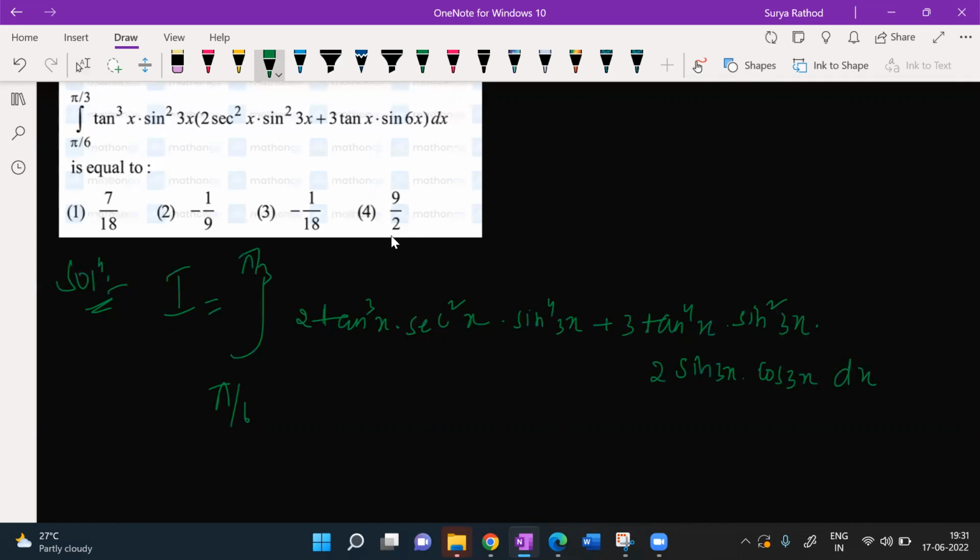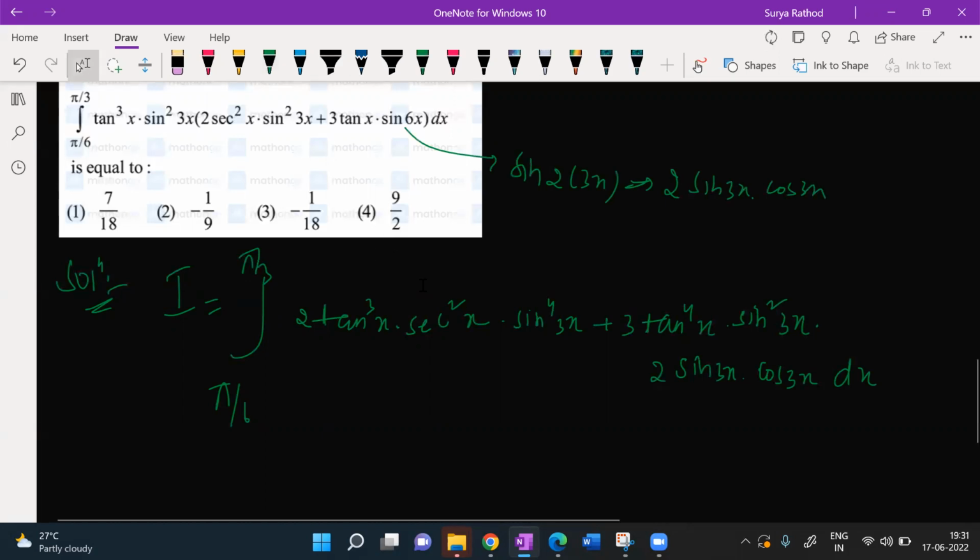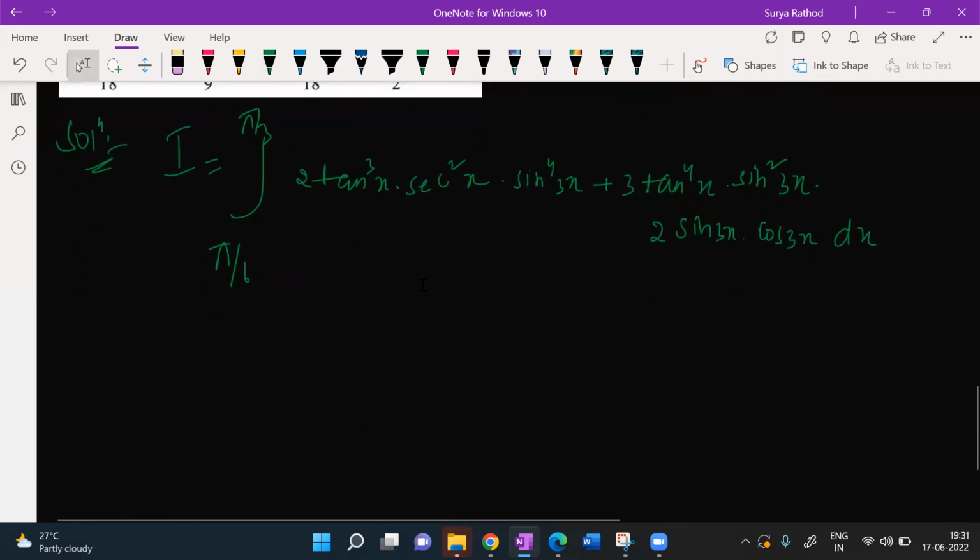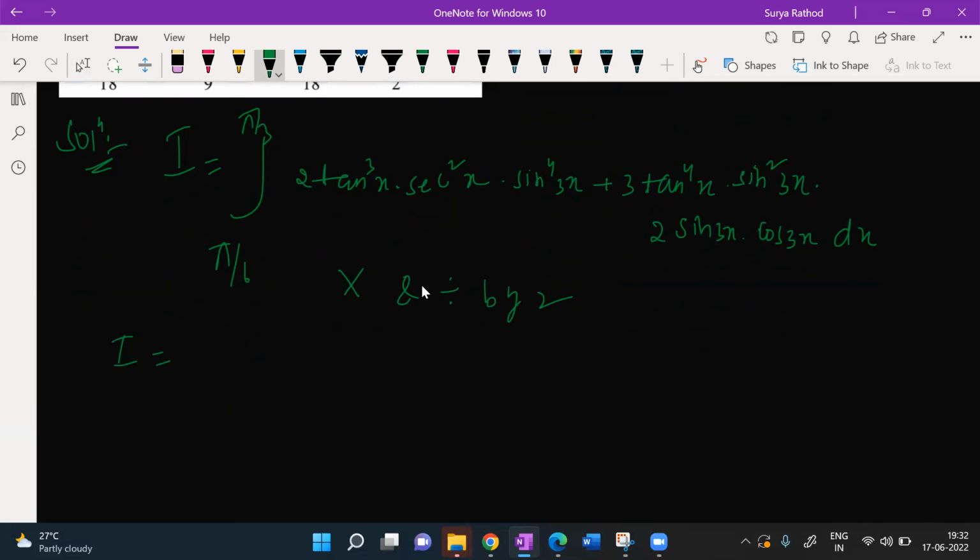How we wrote this? Sine 2x can be written as sine 2 times of 3x. So sine 2a formula, 2 sine a cos a, like that. Hope you are understanding what I wrote. Here multiplying and dividing by 2. So why we are doing like that? You will realize why we are doing like that.